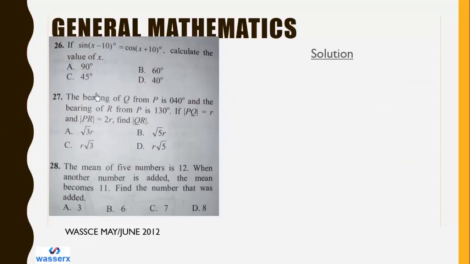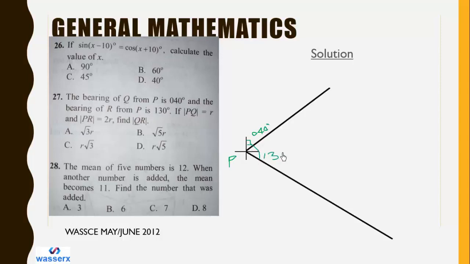So question 27, this is on bearing. We have a bearing of 40 degrees. That is the bearing of Q from P. So let this one be P. Then the bearing of 40 degrees is given by this. We measure from the north. So this is 40 degrees, a 3-figure bearing. Then that of R from P is 130.